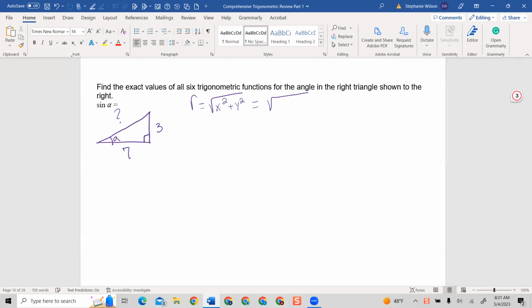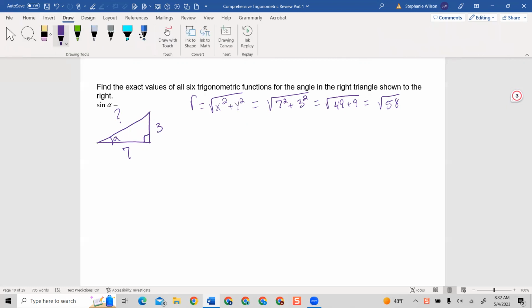So what do I have for x? I have the 7, and the y, I have the 3. So now I have 49 plus 9, and 49 plus 9 is 58. So I have the square root of 58. The square root of 58 does not simplify any further, so we're going to leave it like that. Now I know that this hypotenuse side here is the square root of 58.